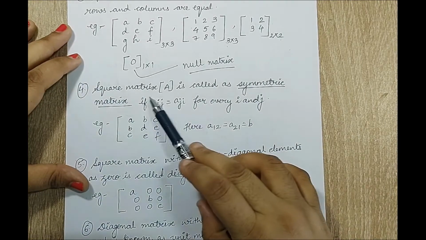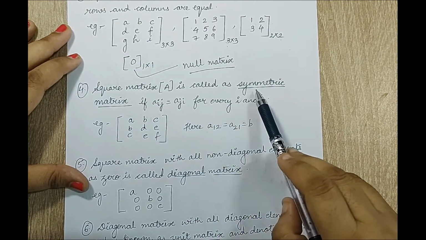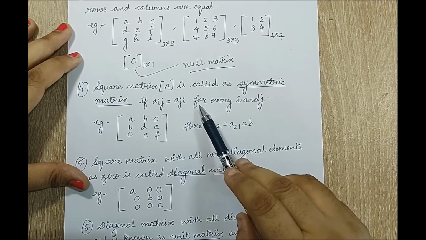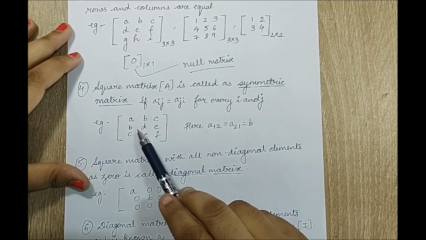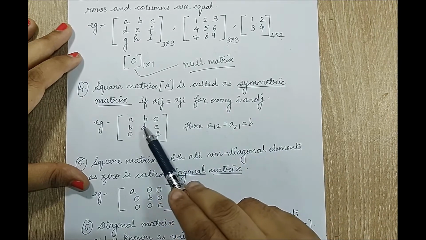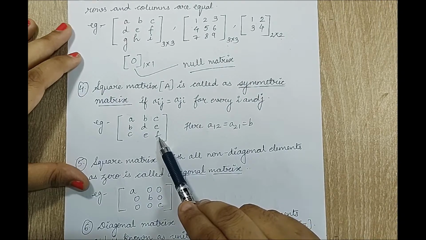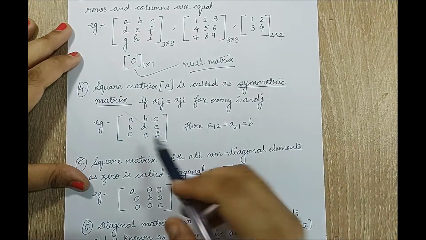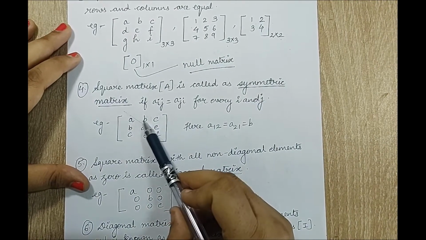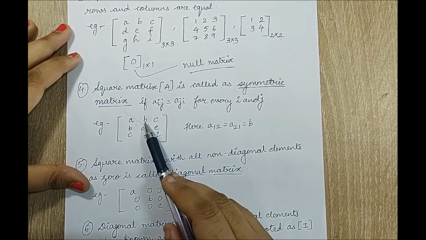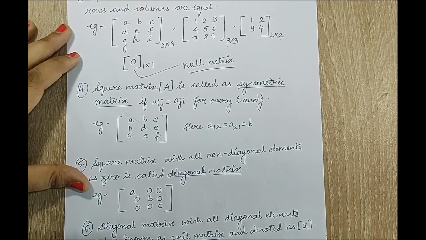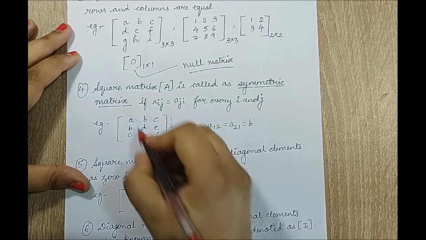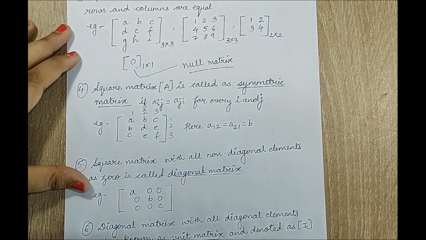Now look here, a square matrix A is called a symmetric matrix if Aij is equal to Aji for every i and j. Now look carefully. a, d and f, these are the 3 diagonal elements. You can see this is forming a diagonal over here for the matrix. If you observe this and this element, the value is the same. Now let's observe the position. I'll just mark the row number. This is 1, 2, 3. Column number is 1, 2 and 3.